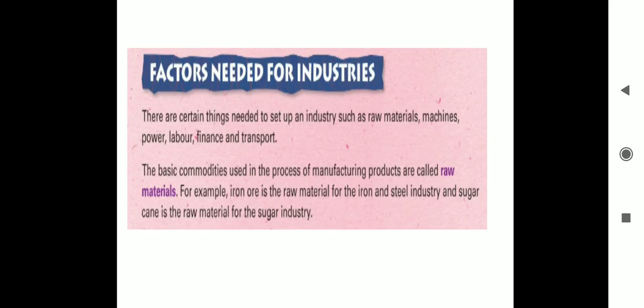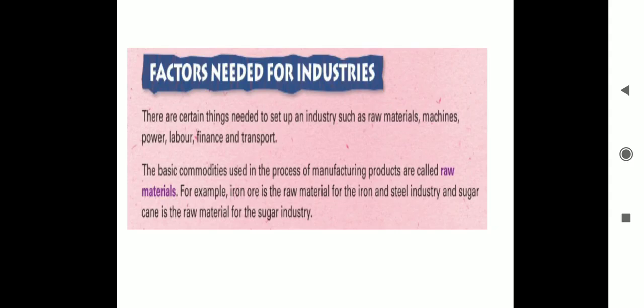Now, the basic commodities used in the process of manufacturing products are called raw materials. Basic commodity means without that, manufacturing is not possible. So that is considered as the basic commodities used in the process of manufacturing. For example, iron ore is the raw material for the iron and steel industry. Without iron, it cannot be set up. So that is the raw material and the basic requirement.